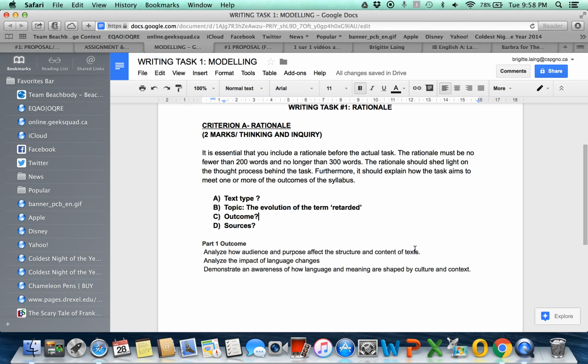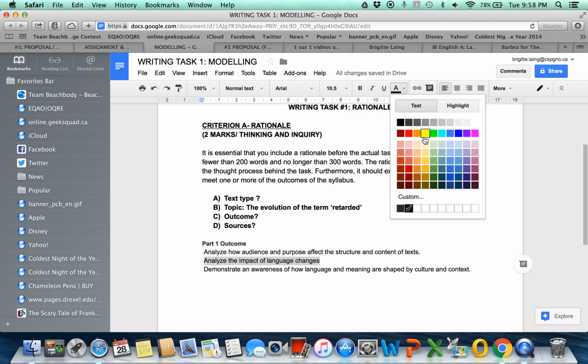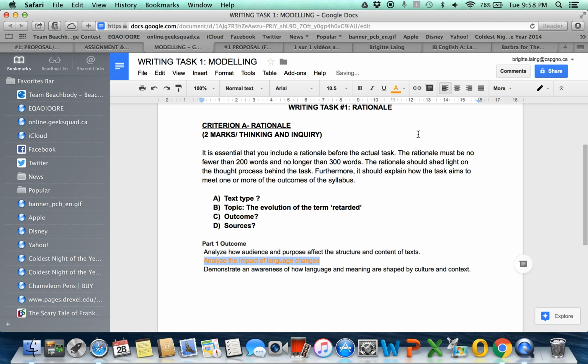Analyze how audience and purpose affect the structure and content, analyze the impact of language changes, demonstrate an awareness of how language and meaning are shaped by culture and context. When I'm going to be talking about this term and the evolution of the term, I'm more than likely going to be addressing the second one. Analyze the impact of language changes, and so the impact on society, and what impacted the language to change. So I can look at it from 2 perspectives, right? So I'm surely going to be doing that.